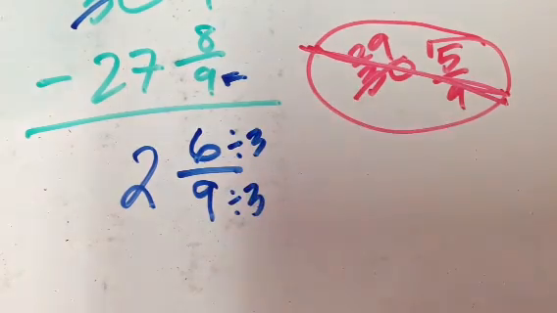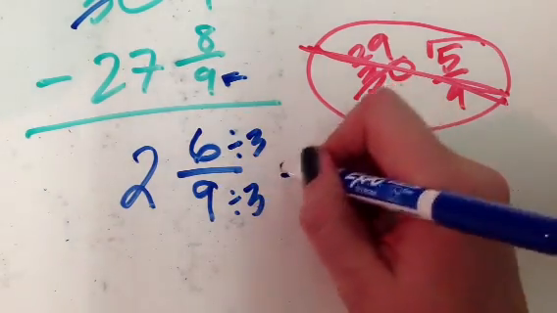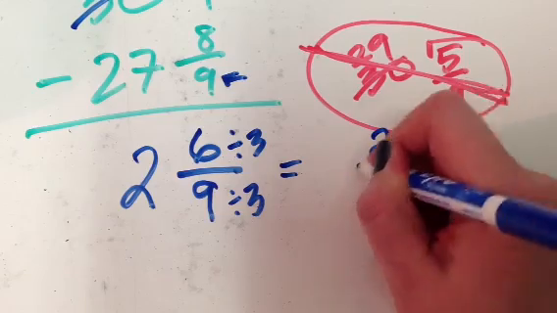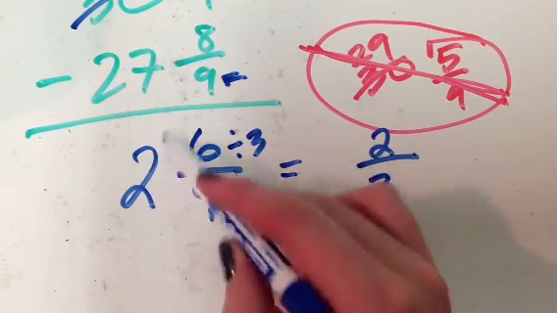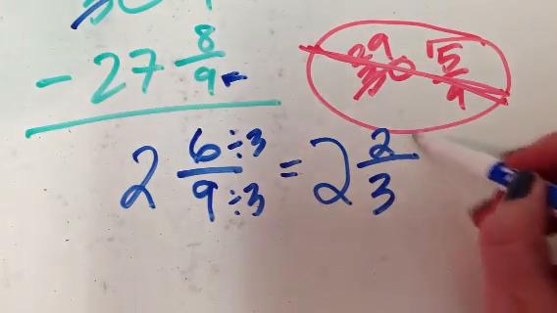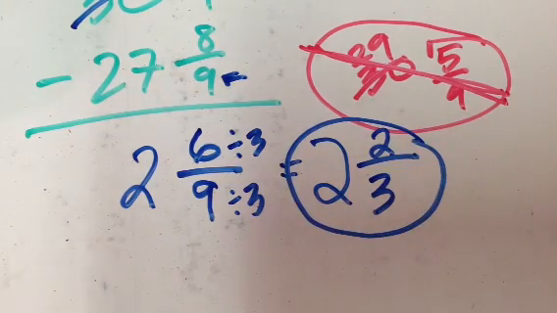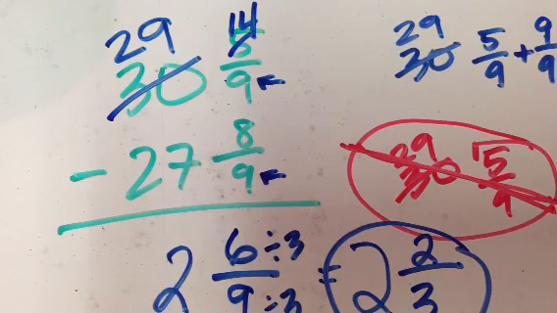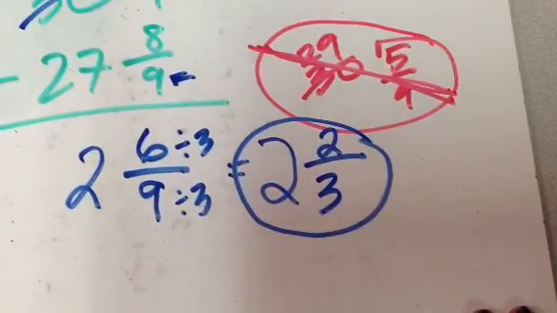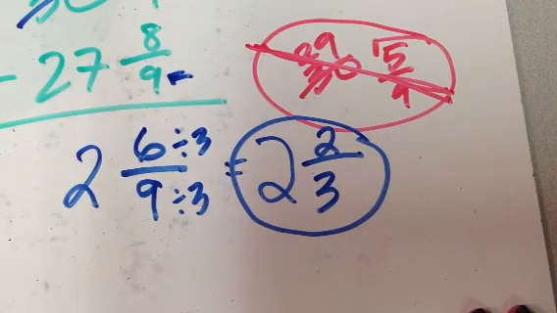Their common factor will be 3. So 6 divided by 3 is 2. 9 divided by 3 is 3. And my whole number 2 just comes straight over. So there is my answer, 2 2/3. So 30 5/9 minus 27 8/9 equals 2 2/3.